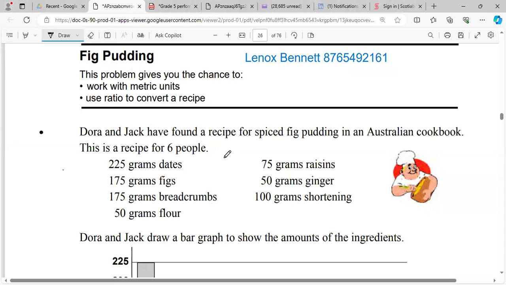Alright, this one says fig pudding. This problem gives you the chance to work with the metric system and use ratio to convert a recipe. Dora and Jaka found a recipe for spiced fig pudding in an Australian cookbook. This is a recipe for 6 people. We have 225 grams dates, 175 grams figs, 175 grams breadcrumbs, and 50 grams flour. Over here we have 75 grams raisin, 50 grams ginger, and 100 grams shortening.